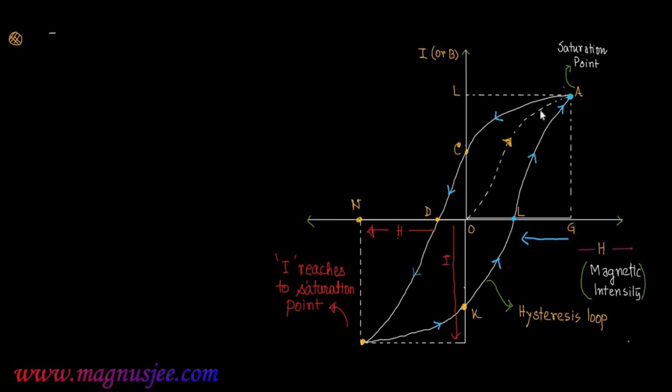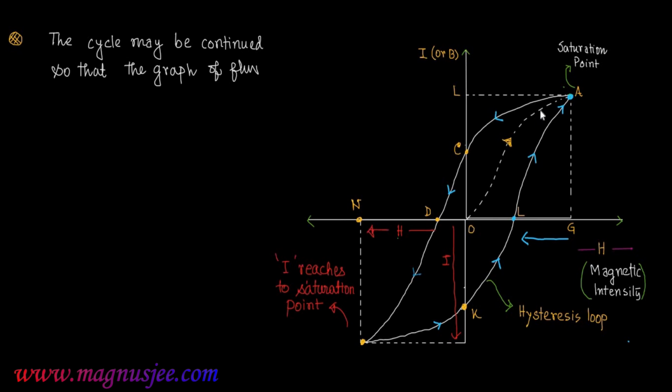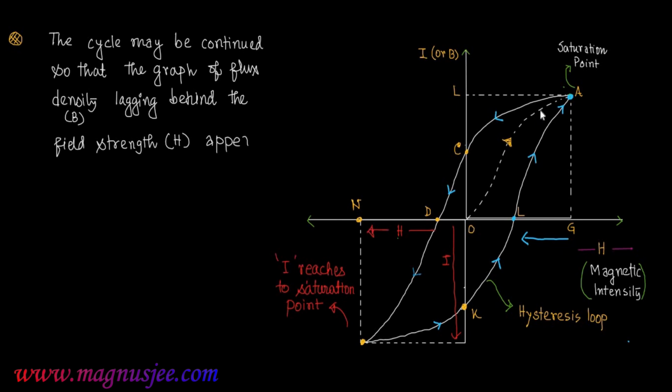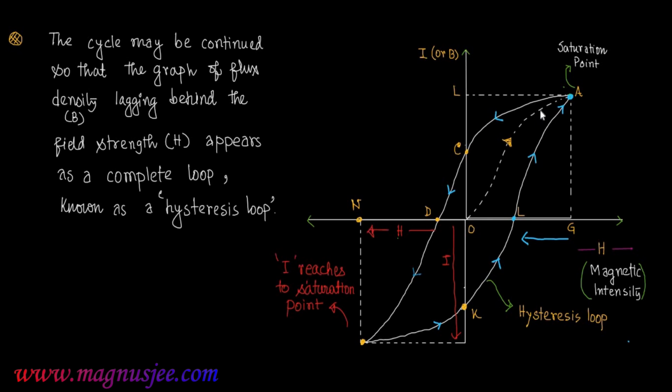Another point to discuss in this topic is that the cycle may be continued so that the graph of the flux density B lagging behind the magnetic field strength H appears as a complete loop, known as a hysteresis loop.